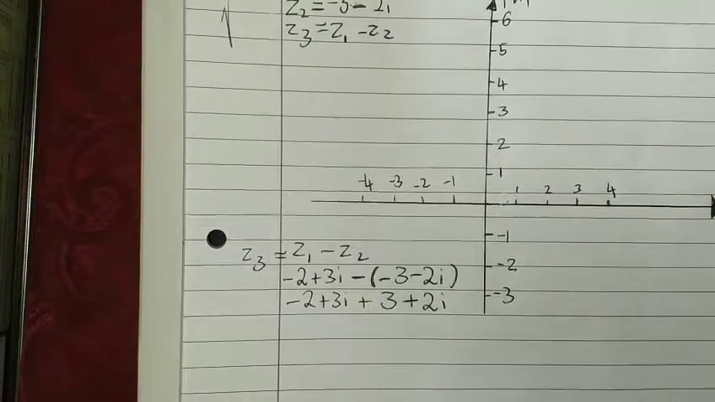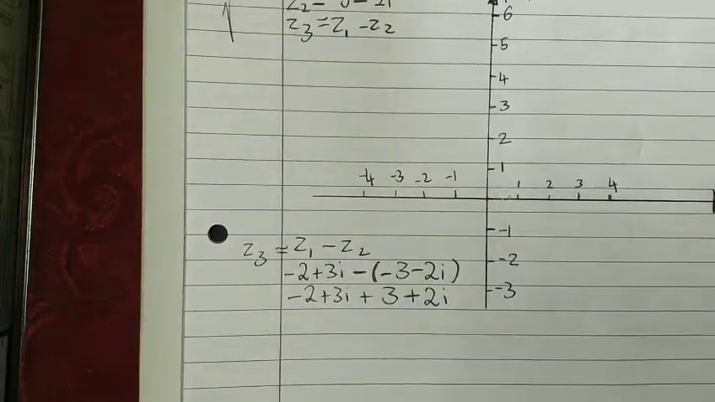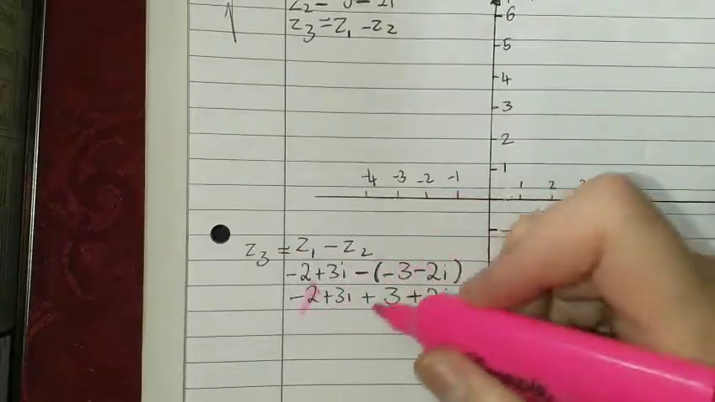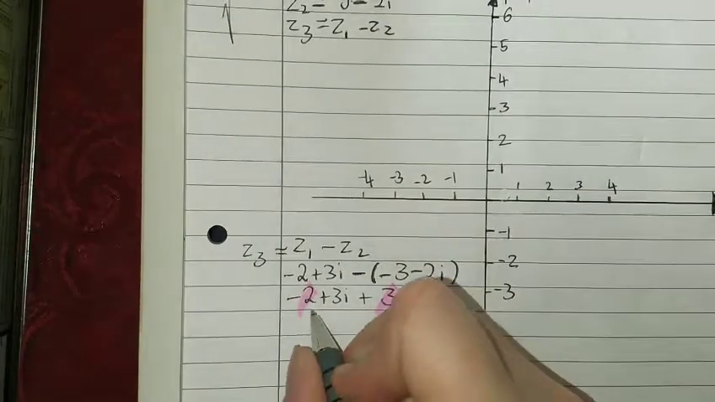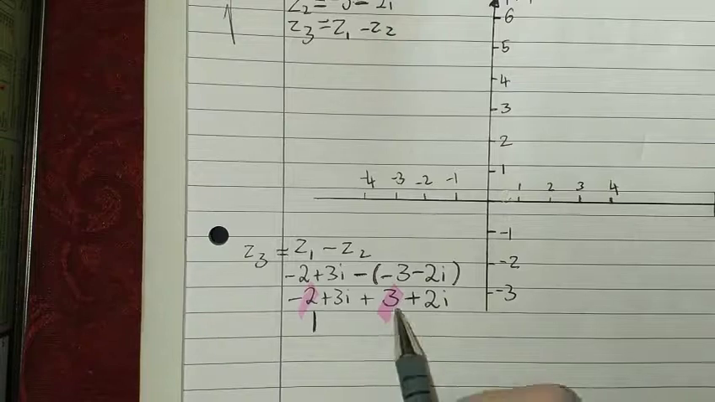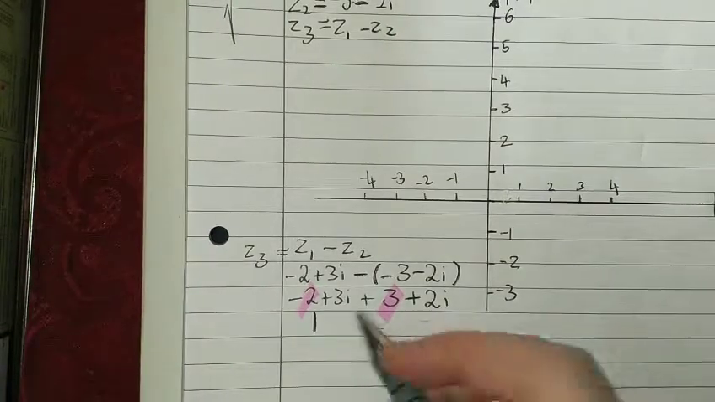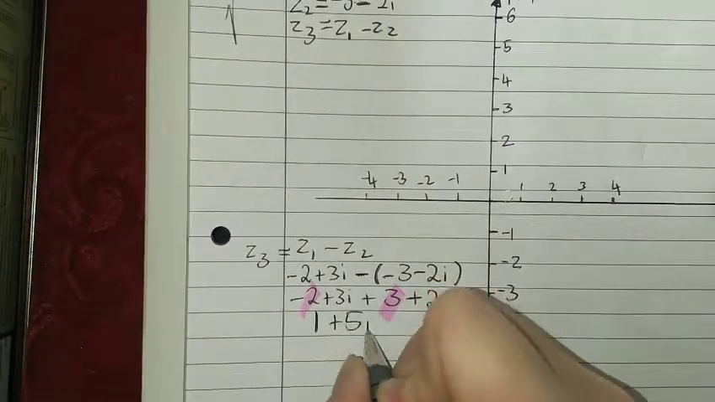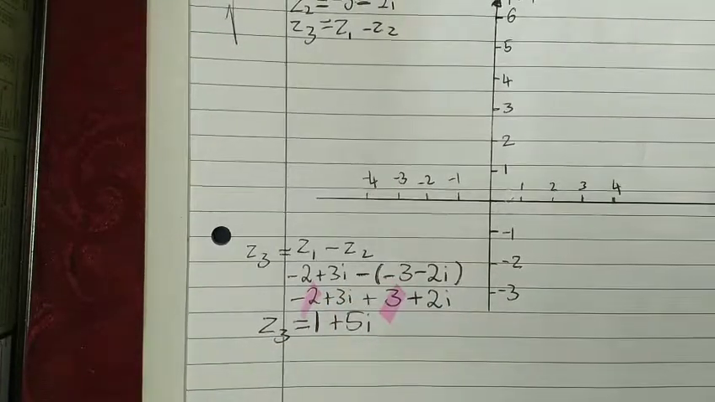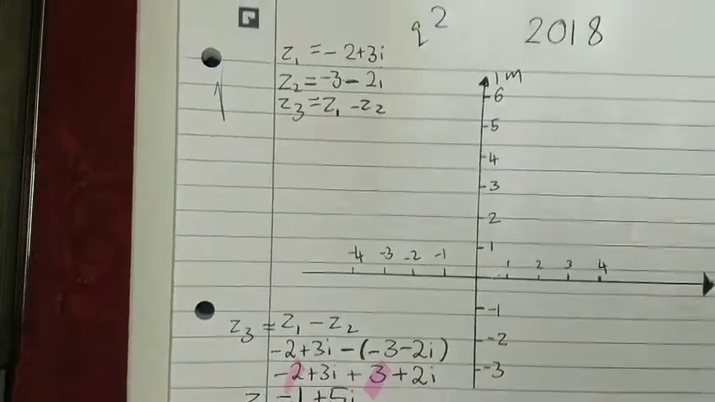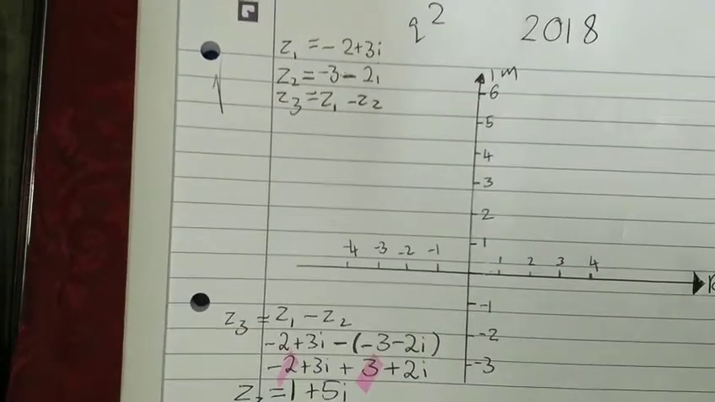And then I'm going to underline or highlight our real parts. So this is a real part, that's a real part. The real parts are the parts that don't have an i attached to them. So minus 2 and 3 gives us 1, 3i and 2i will give us 5i. So this is what Z3 is, and then I'm going to label each of them.